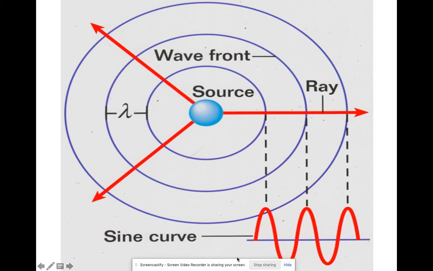Little picture for you, shows you the distance, what the wavelength on a circular wave front would be. There's your wave front, there's your ray. This is how you would make your sine curve off of those.